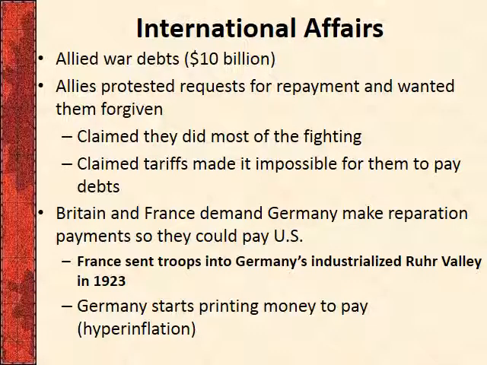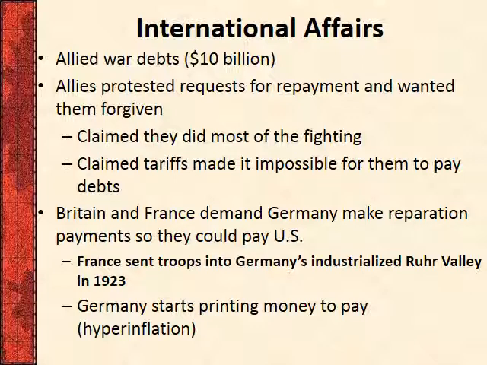All right, international affairs. So this all hinges on what happened in World War I. You remember that we loaned a ton of money to the Allies, especially Britain and France. We talked in the last chapter about how J.P. Morgan's corporation itself loaned $2.3 billion to Great Britain. When you tallied all the Allied war debts, they amounted to approximately $10 billion, which back then was a lot of money.